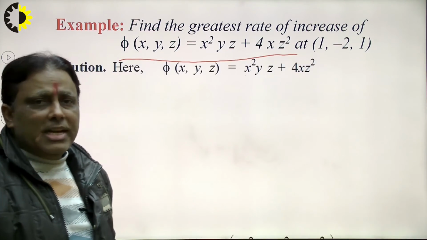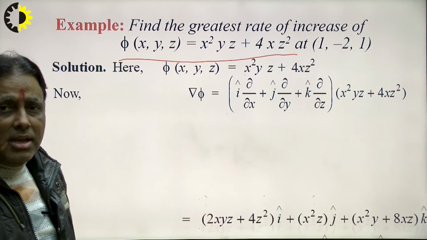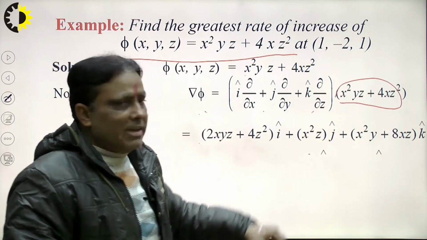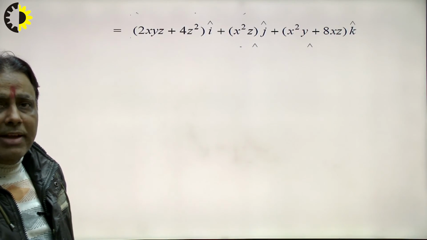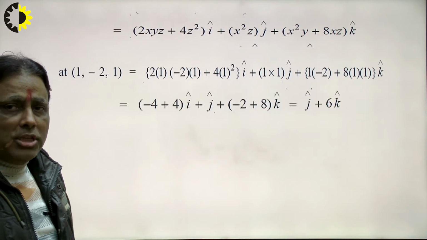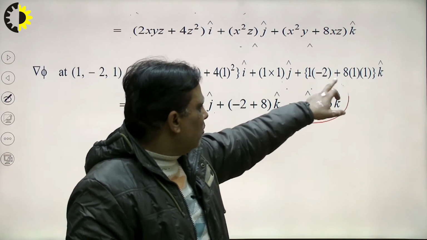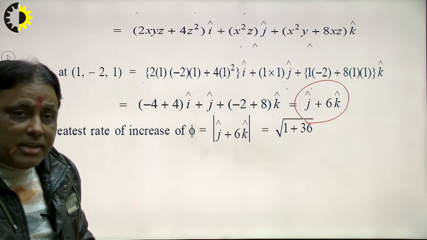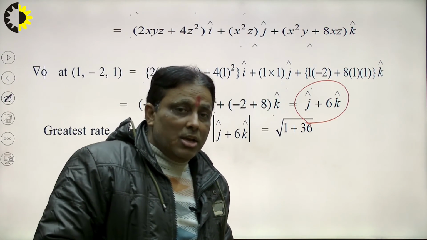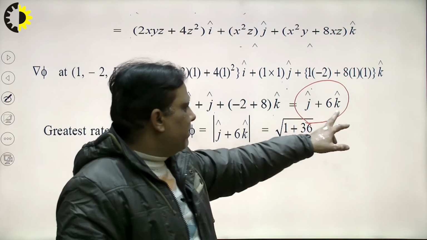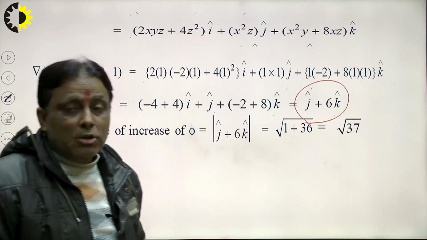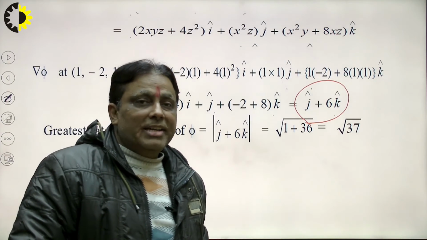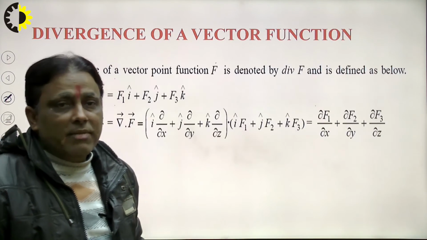How to calculate grad phi at this point? With the help of del phi. I put in the value of the differentiation with respect to x and y, and we see the result. This is the vector form. So what will be the greatest rate of increase? It is the modulus of n, and the modulus of n will be 37. In this way we can find the maximum or greatest value of the directional derivative.